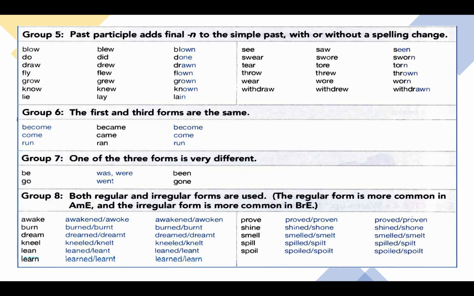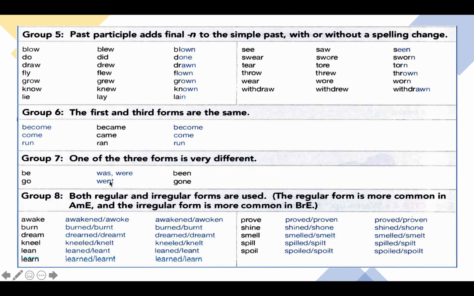In group 7, one of the three forms is very different. Okay, that's the situation for group 7. One of the three forms is very different. So be, was, were, been; go, went, gone. You can see here that we have be and been, go and gone. There is some similarity, okay? But when it comes to the simple past, it's completely different.